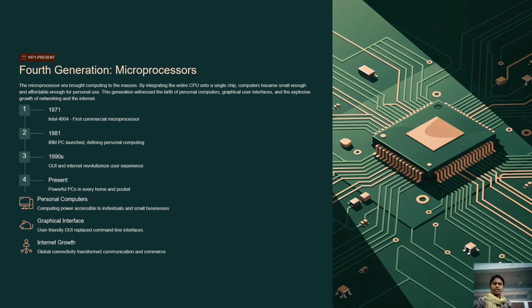Next is fourth generation. The invention of the microprocessor was the main development. Entire CPU was placed on a single chip. Personal computers were developed. Graphical user interface was introduced. Networking and internet usage expanded. Examples are Intel 4004 and IBM PC. This generation brought computers into homes, schools, and offices.